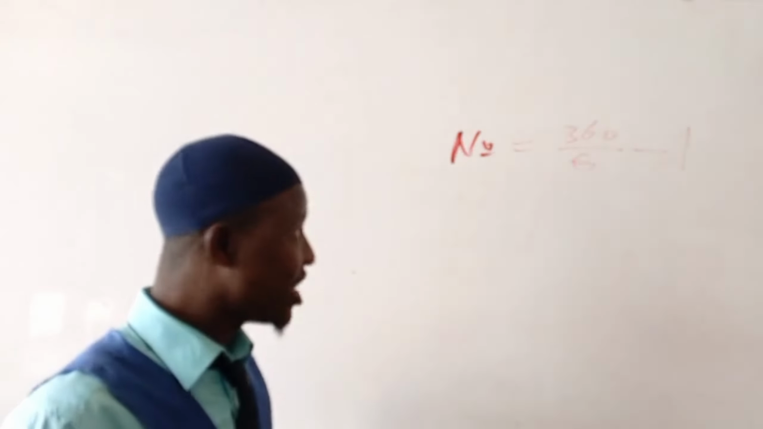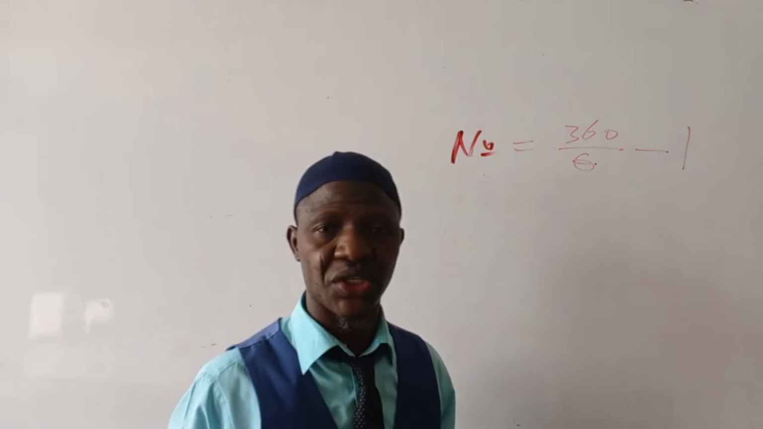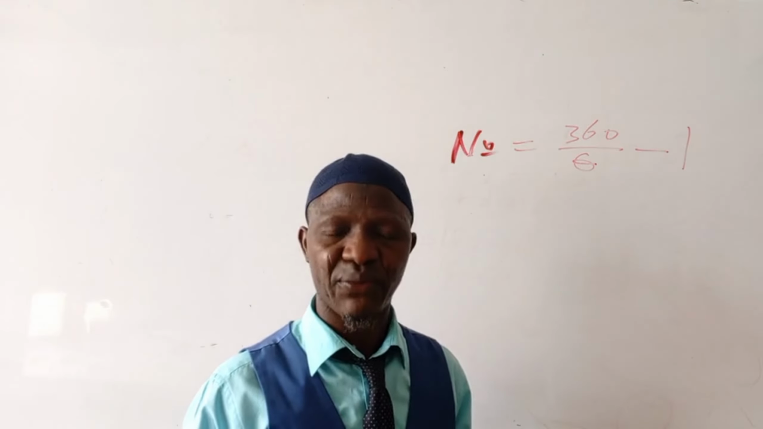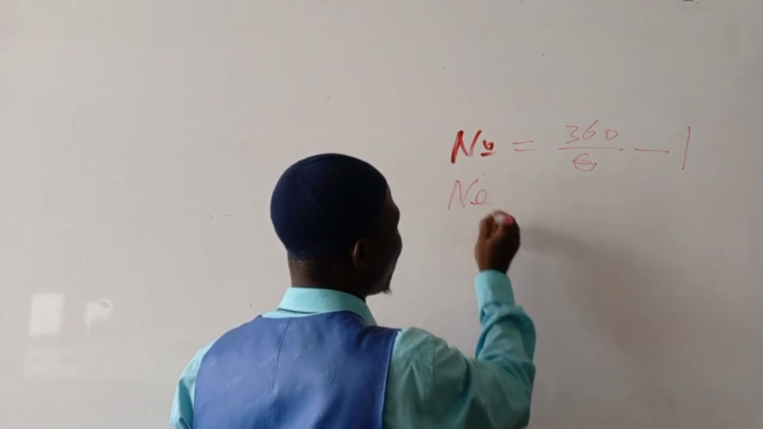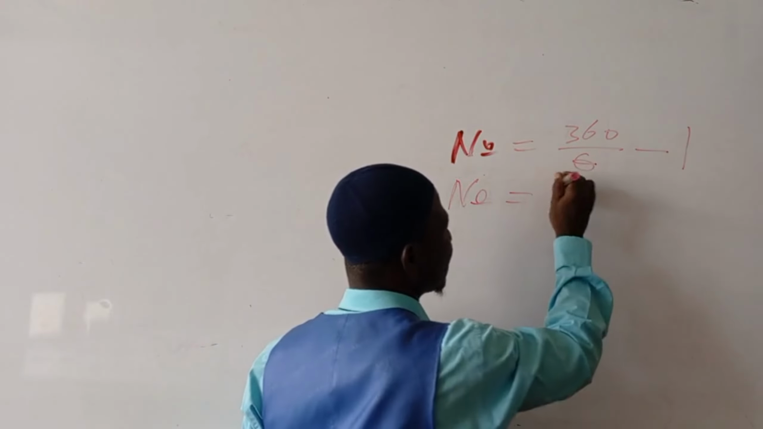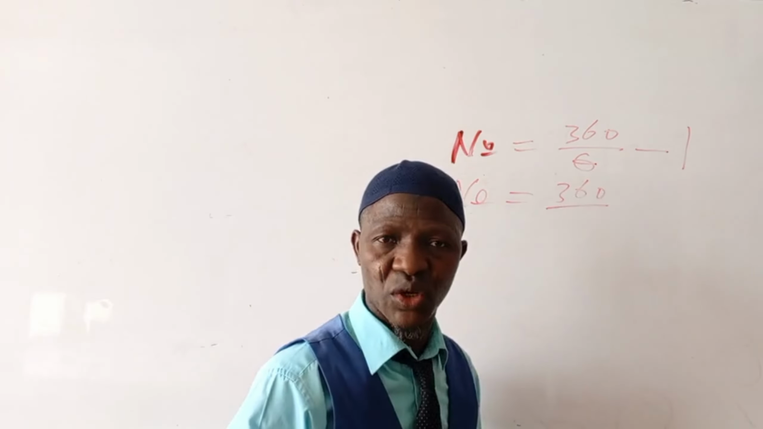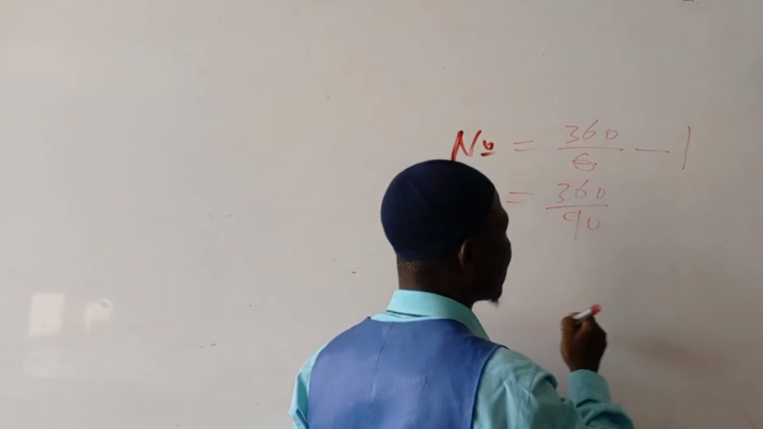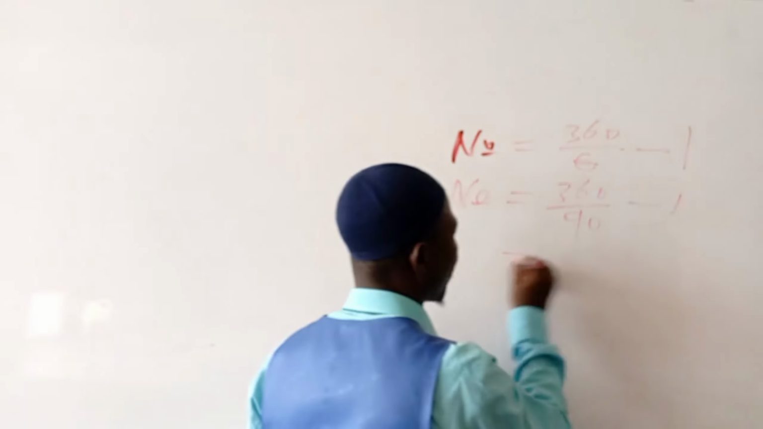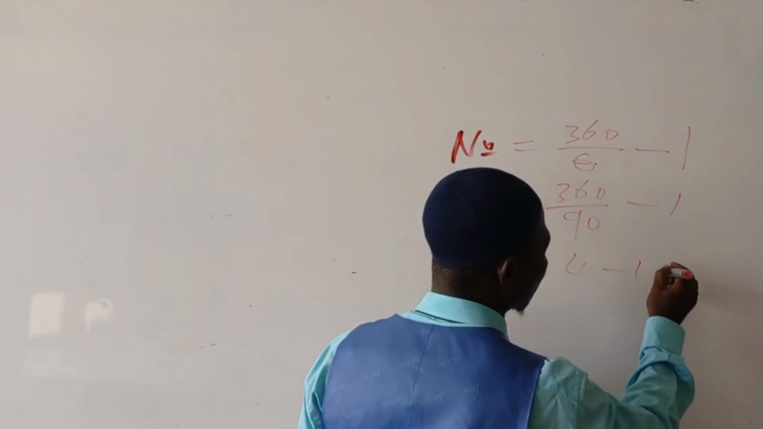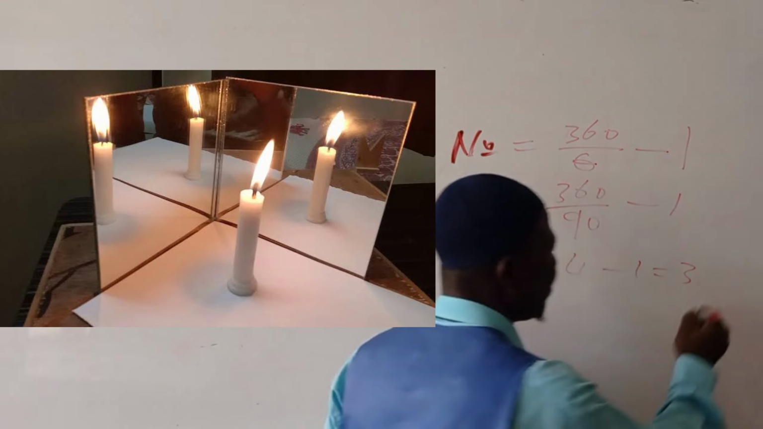Then for instance, if you have two mirrors inclined at an angle of 90 degrees to each other, what will be the number of images formed? The number of images is equal to 360 divided by the angle of inclination, in that case 90, minus 1. Then 360 divided by 90 will give you 4, so 4 minus 1. So the number of images is 3. I'm going to have 3 images.